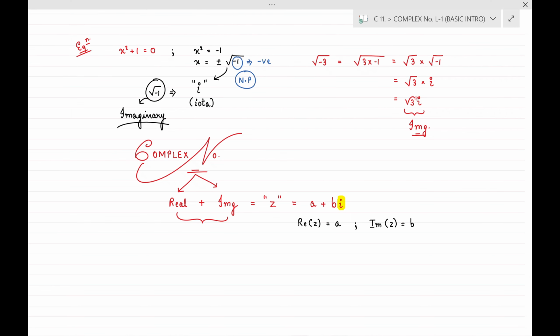As you can see here also, this is root 3 beside iota. So the whole number becomes imaginary. The number attached with iota is also an imaginary. So to write the real part and imaginary part of a complex number, you will write like this, as I have shown here.